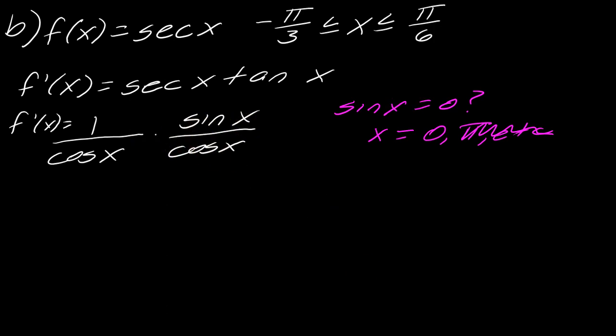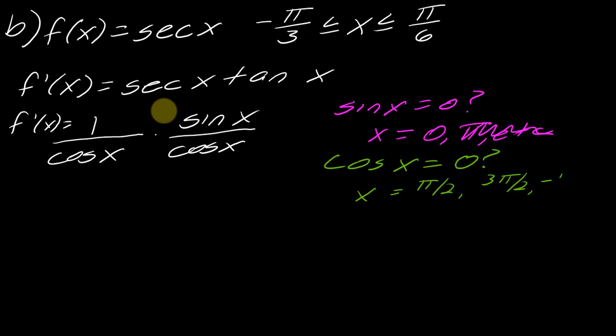And then you have to think about where this is undefined. With a fraction, or a rational expression, this will be undefined when the denominator is 0. So I really just have to think about where cosine of x equals 0. If I know where this equals 0, that will make the whole thing undefined. You might want to bust out your unit circle here, but this would happen at pi over 2, or 3 pi over 2, or depending on how you're looking at it, negative pi over 2.